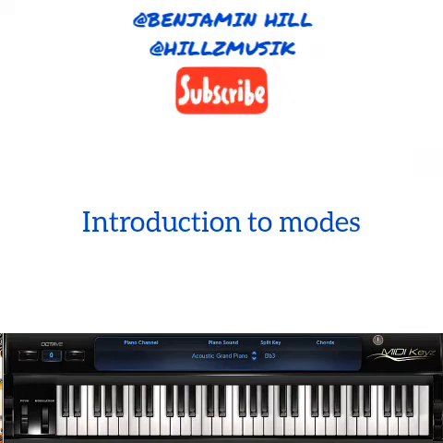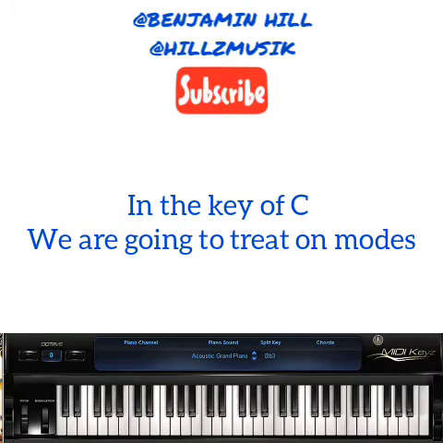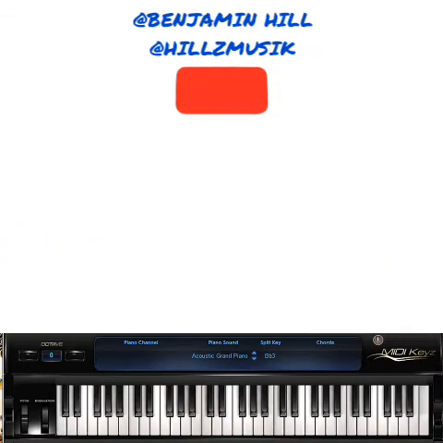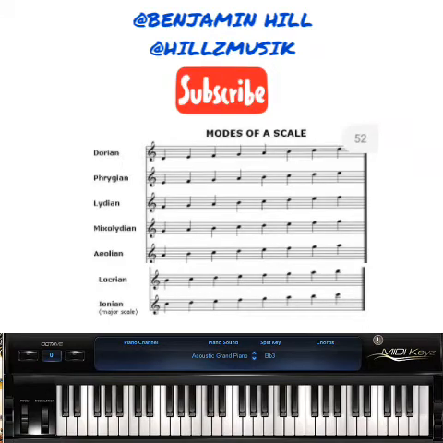Now, modes are a system of scales that began in ancient Greece. Just like a major or minor scale, a mode is a scale of 8 notes in alphabetical order. So, for example, in the key of C, we're going to treat the modes of a scale, because in the key of C is where you can understand the modes very well. So it's very easy. Each of these modes has a name, which I'm going to play for you so you can understand.